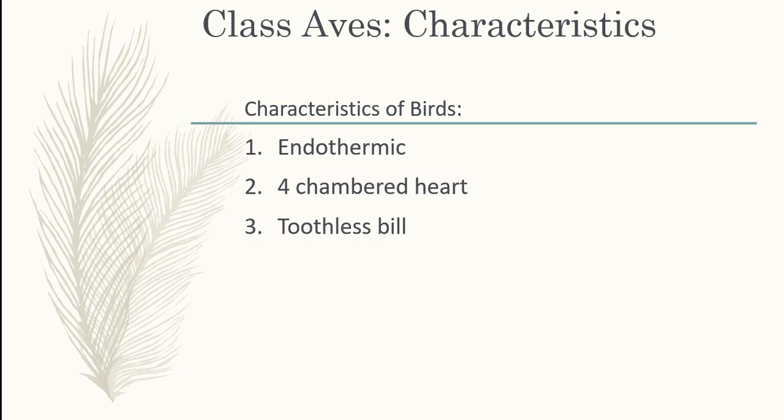They have a toothless bill. There are some birds that have little ridges on their bills, but they're not like teeth that fall out, so they're part of the actual bill, but they look a little bit like teeth, but they're more like ridges that are just part of the bill.